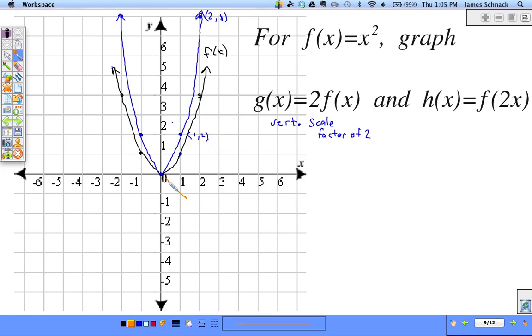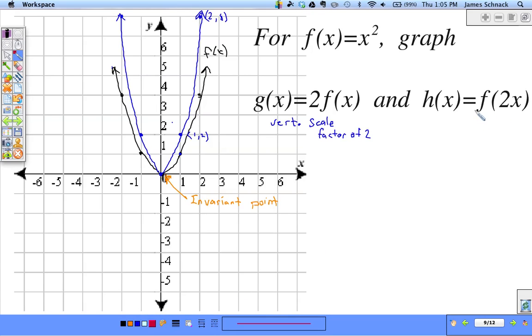This point right here that didn't move, that's called an invariant point. It doesn't vary under this transformation. So it has a special name, an invariant point. Just some terminology that you will see throughout this chapter.